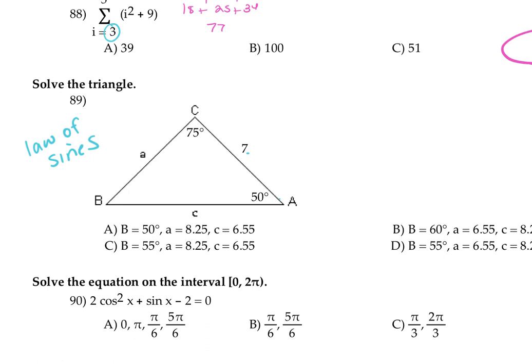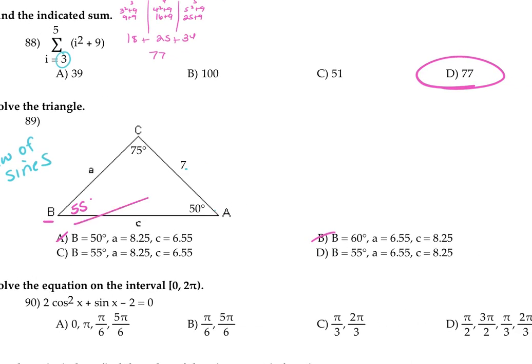89 is law of sines. So if I want to find angle B first, I would do 180 minus 75 minus 50, and I get 55 degrees. So already I can eliminate 2. Then my complete ratio is B.